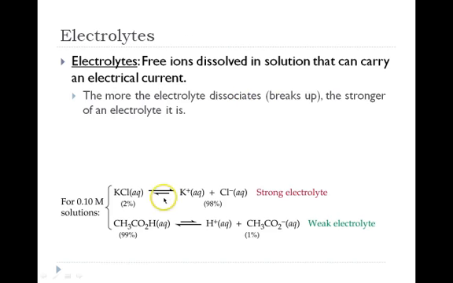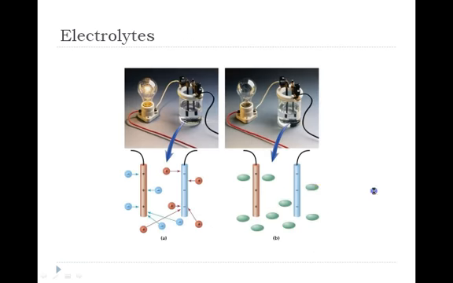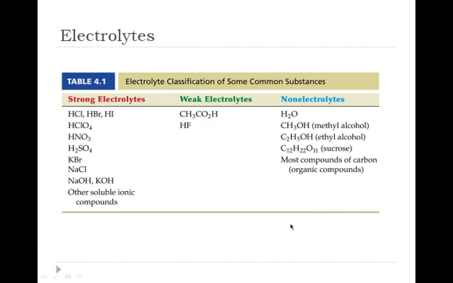So potassium chloride is a strong electrolyte. That means when I put KCl in water, 98% of it breaks apart. If I put vinegar or some other weak electrolyte in water, what will happen is that most of it sticks together and doesn't break apart. You need ions in solution in order to carry an electrical current. So a classic example of this is I have an electrolyte in this solution, and it's able to complete the circuit and light up the light bulb. I have a non-electrolyte in this mixture, and since there are no ions in solution, it's not able to carry an electrical current, and the light bulb circuit is not complete, so the light bulb does not light up. Here are some examples of strong and weak electrolytes and non-electrolytes.